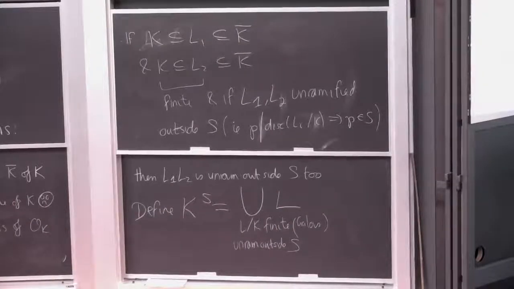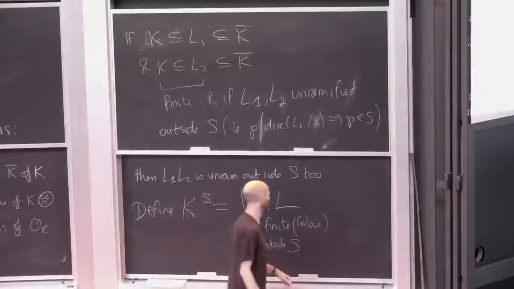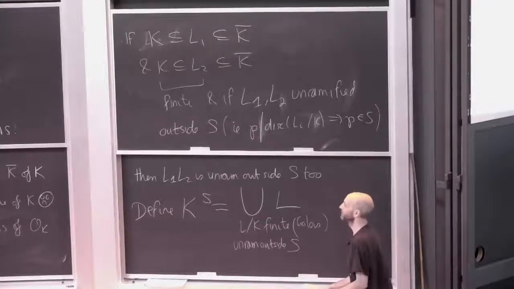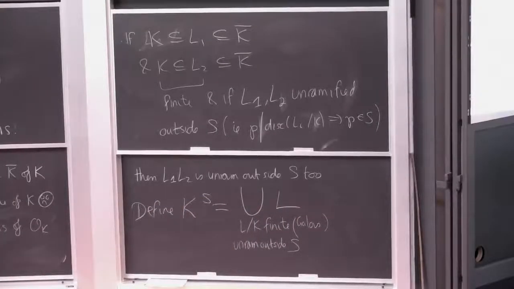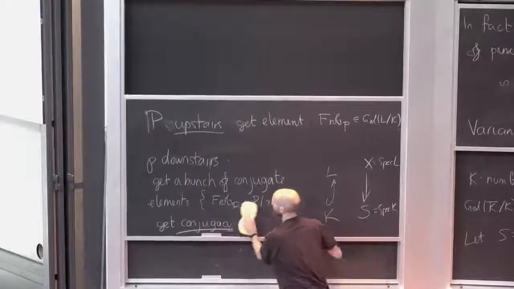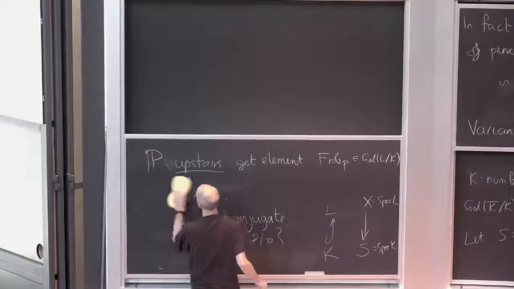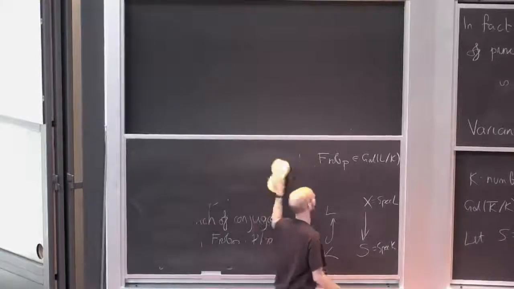Not always, right? If S is empty and K is the rational numbers, then we'd be looking for an extension of the rational numbers which is unramified at every prime. And there's an old theorem that says that this K_S would be K then, right? Every number field other than Q is ramified somewhere.